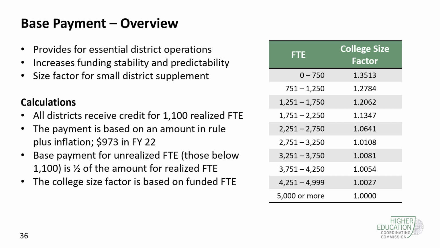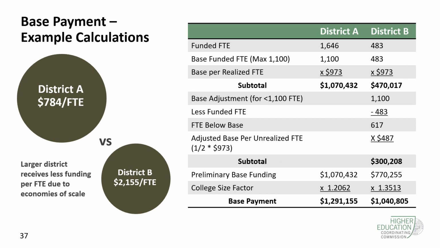The base payment then is adjusted for any unrealized FTE. These would be for if you're a college with fewer than 1,100 full-time student equivalents, you get an additional payment for any FTE below that 1,100 cap, and the dollar value of that payment is 1/2 of the amount, so it's 1/2 of the $973 amount. The college size factor is then applied based on the number of funded FTE. So that sounded complicated, but this chart gives you 2 examples of exactly how the calculations work.